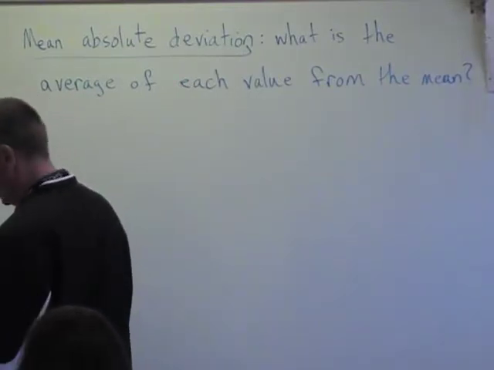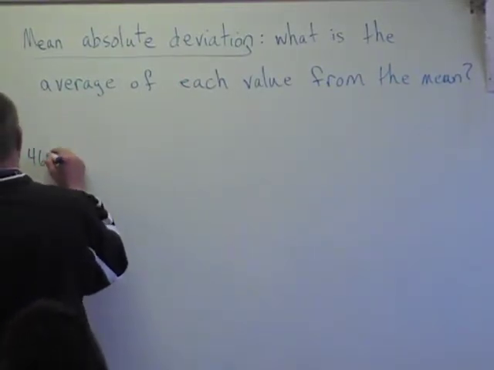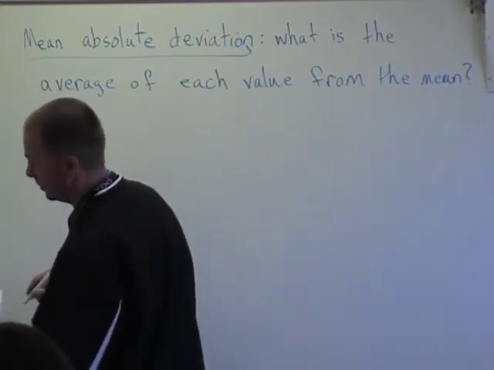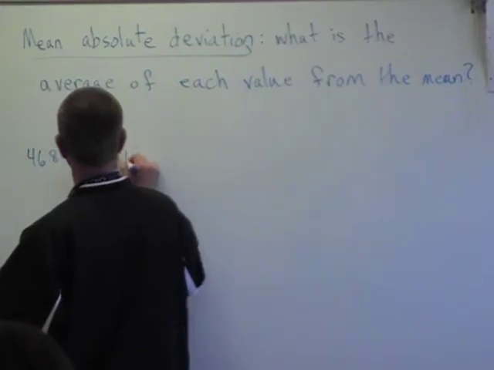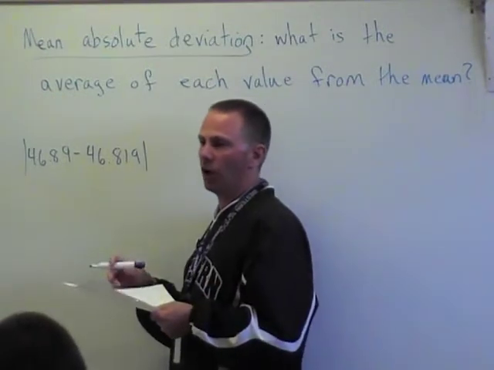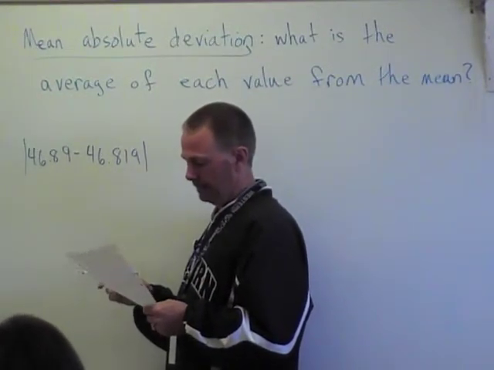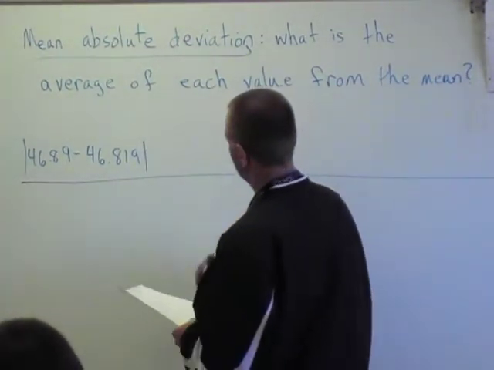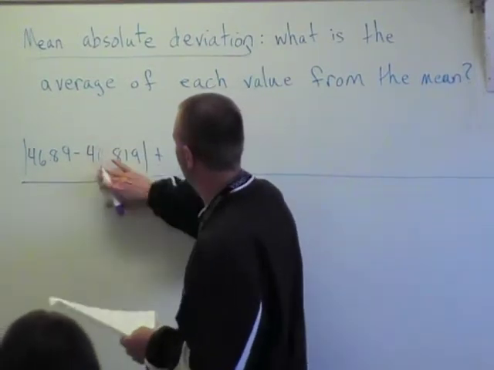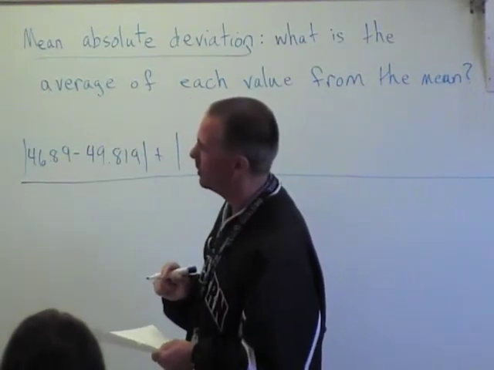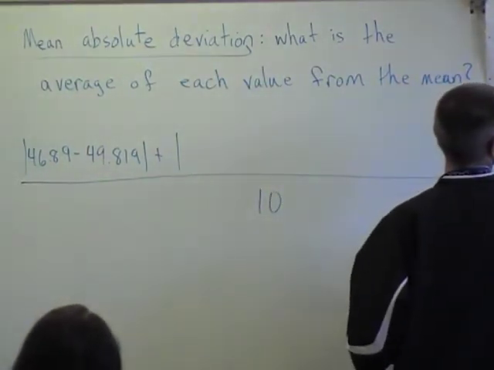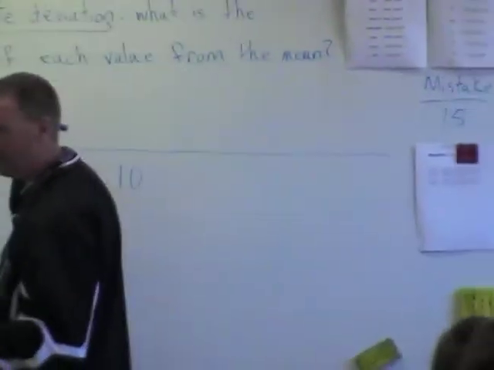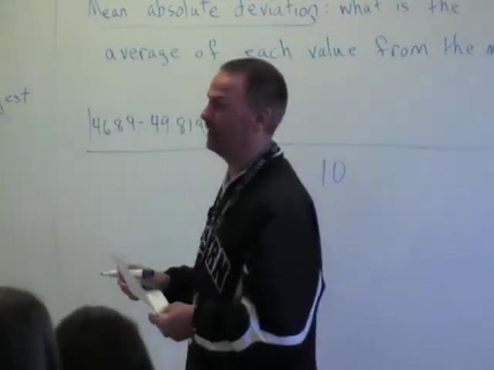So let's just show you how to do this. You take each number, 46.89, minus the average, 46.819. And you're going to take the absolute value of that because we don't want to deal with negatives. We just want to know how far off it is. Everybody do that. Oh, thank you. Mistake, oh, whatever. That's my calculation mistake. Just wrote it down wrong. It's okay.